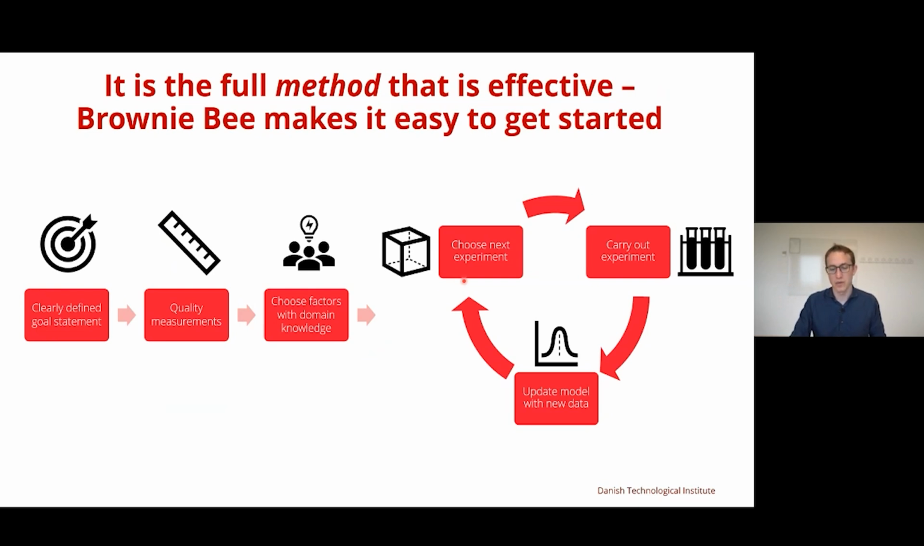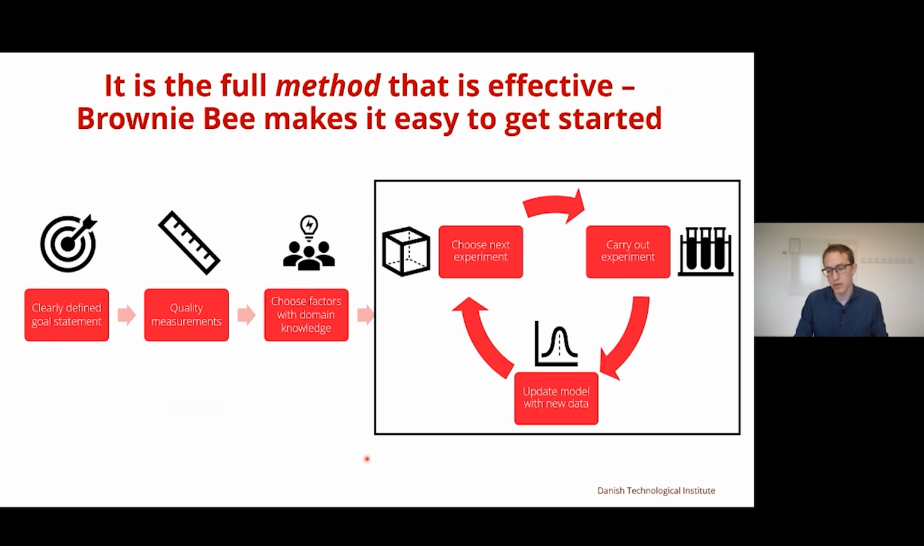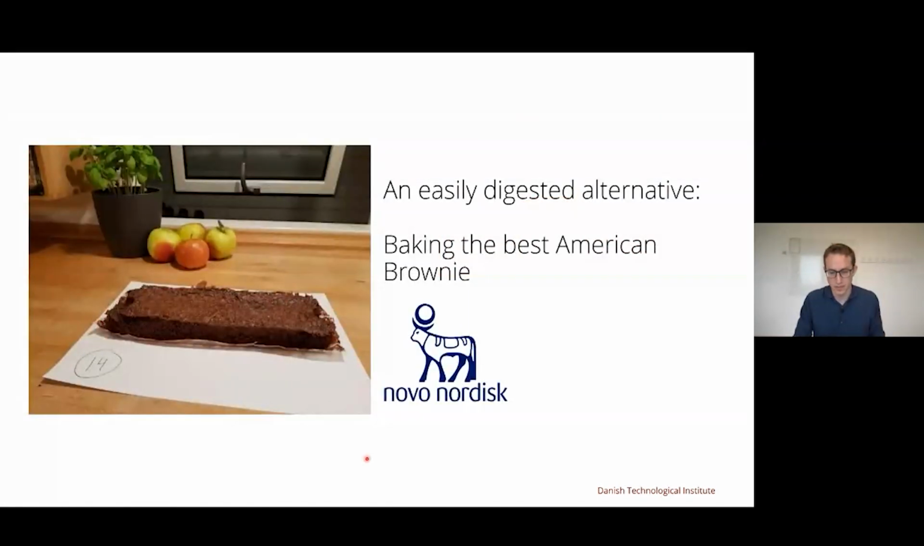And then with Brownie Bee, we will get into the loop of choosing an experiment, which we go and carry out. And then we update our model, our map, with the information we gain from the experiment and use that to choose a next, even better experiment, hopefully. And we stay in that cycle until we reach our goal. And hopefully Brownie Bee will make it easy for you to get into using this method, because it is, on the whole, the method that drives the efficiency. So let's take a closer look at how it actually works. Not with math, but with a visual explanation.